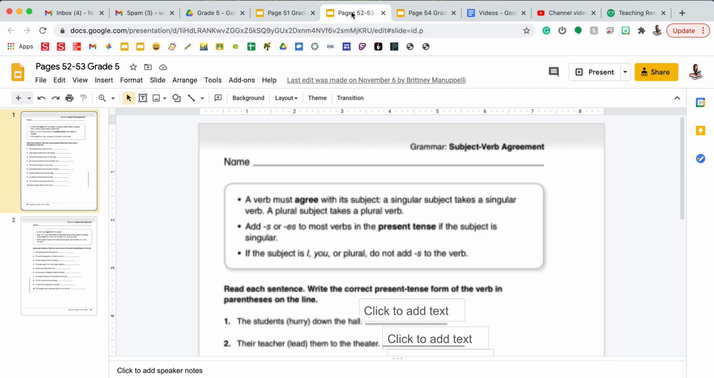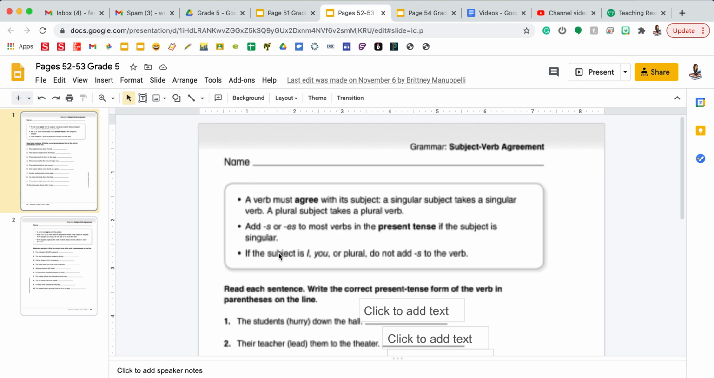Your next pages are assigned and due on Wednesday. They are pages 52 to 53. This page is going to be studying subject-verb agreement. A verb must agree with its subject, which means that a singular subject needs a singular verb, and a plural subject needs a plural verb.